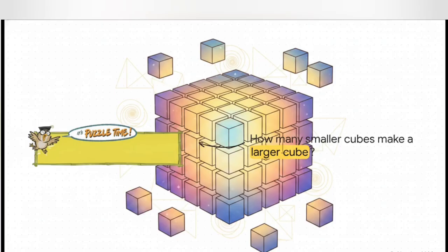If you look at a larger 3D cube with an edge length of 4 units, you've got 4 blocks in width, 4 in depth, and 4 in height. Each square layer has 16 little unit cubes, and since there are 4 layers total, that larger cube is made up of exactly 64 smaller unit cubes. That is the physical reality of 4 times 4 times 4.